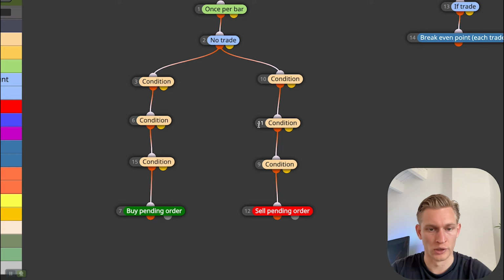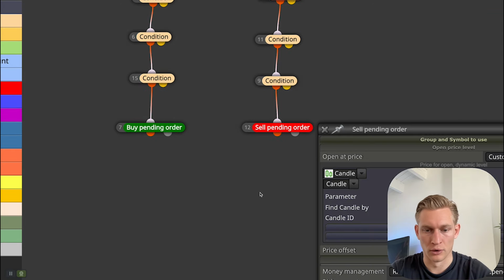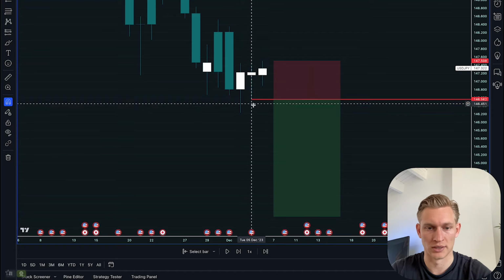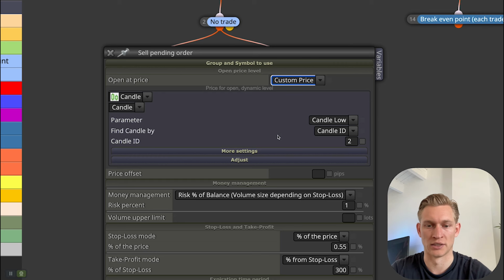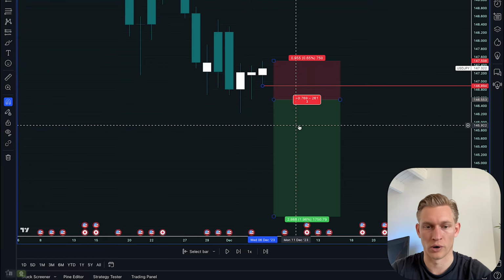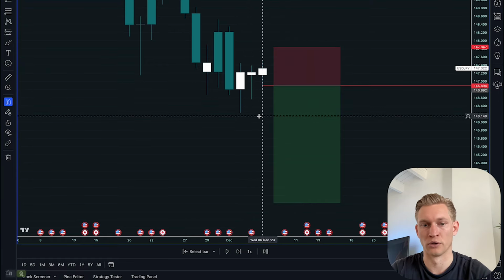Yeah, how do we do that? Real simple. You go to sell pending order, custom price. So where to place it? Well, open at price, custom price, and then the candlestick 2, Y2, because that's the inside bar, right? So you want to place it there. You can also make it 1, but then the order would have been right there. So you had a little bit of an earlier entry.